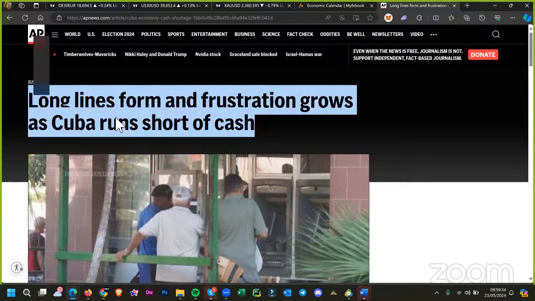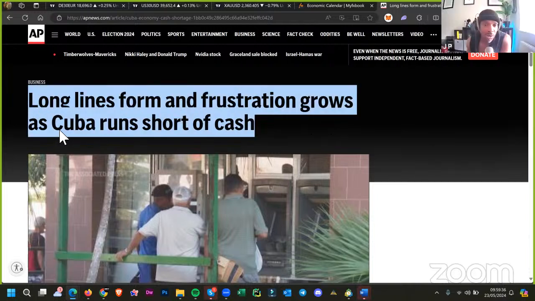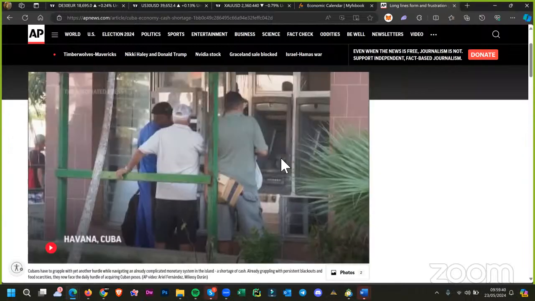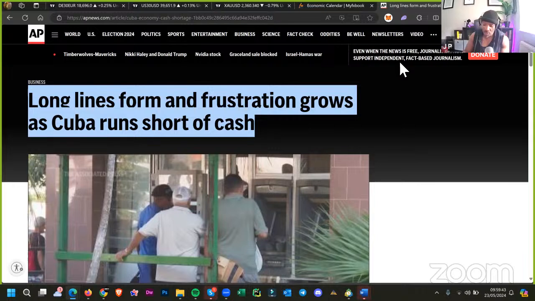Absolutely. Long lines form and frustration grows as Cuba runs short of cash. Yeah. Now, go on, Jay. No, sorry. It's the same we've seen in the African countries also, and there's been a rush to try and create some sort of digital currency. People need them, but because of the powers that be, there's a lack of necessary infrastructure.